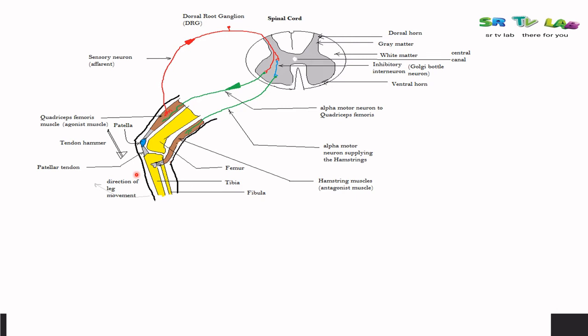Meanwhile, the inhibitory pathway will go to inhibit the hamstring muscle. But before we go and see clearly what happens, let's go through this anatomy of the cross-section of the spinal cord.